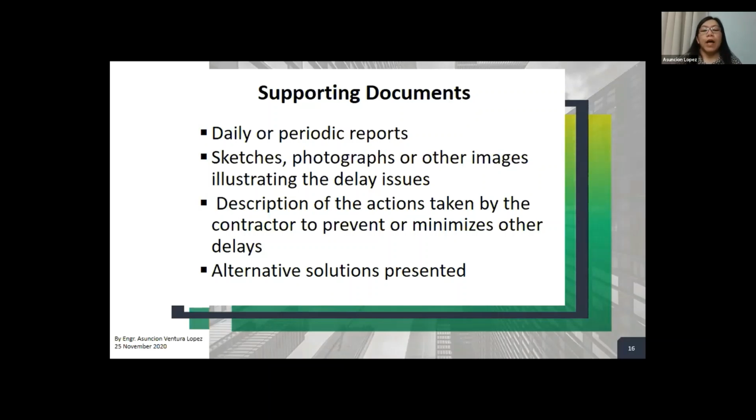Okay. Now, description of the actions taken by the contractor to prevent or minimize other delays. This is what I was mentioning earlier about mitigation. So when you had a mitigation plan, you have to identify the specific actions or steps that you have taken and how much it prevented the delays. Okay. If you had proposed an alternative solution and presented it to the client for approval or agreement, you must have a record of that and include that in your supporting documents.